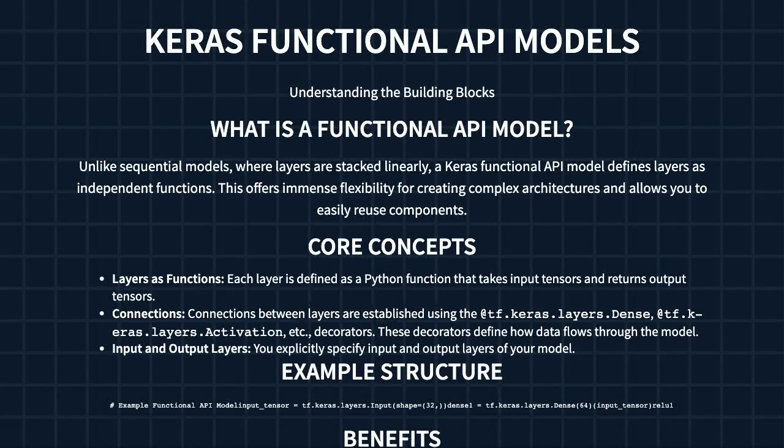Let's talk about how Keras functional API models work. Instead of just stacking layers one after another like you do with a sequential model, the functional API lets you think of each layer as its own independent function. This makes it super easy to build really complex architectures and reuse parts of your model in different ways. You define input and output layers, then use calls like tf.keras.layers.Dense to create connections between those layers. It's all about defining how the data flows through the network, and that flexibility is a huge advantage when you're tackling challenging problems.